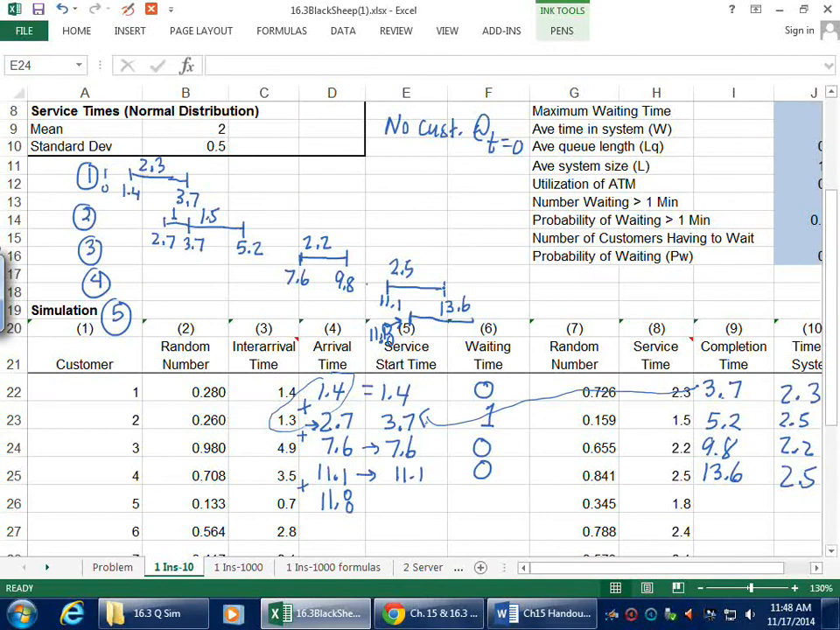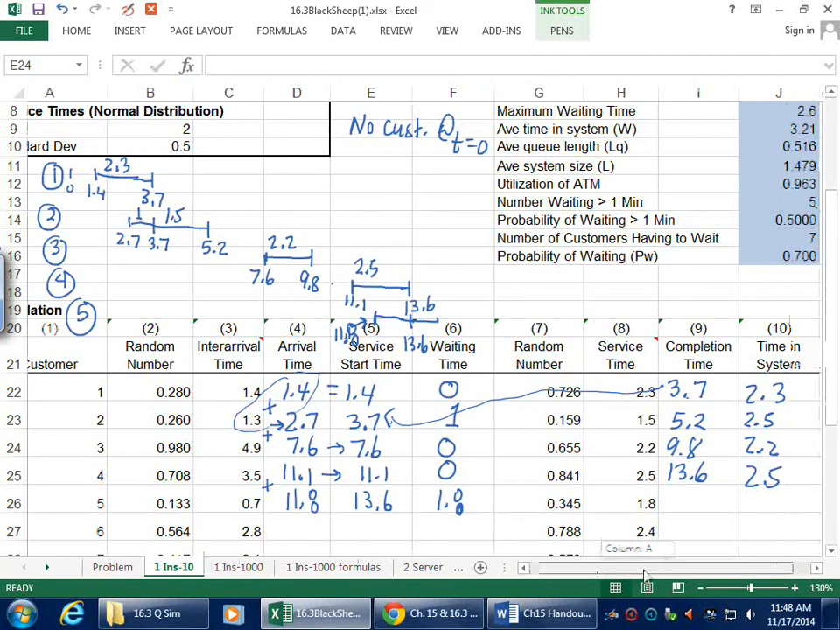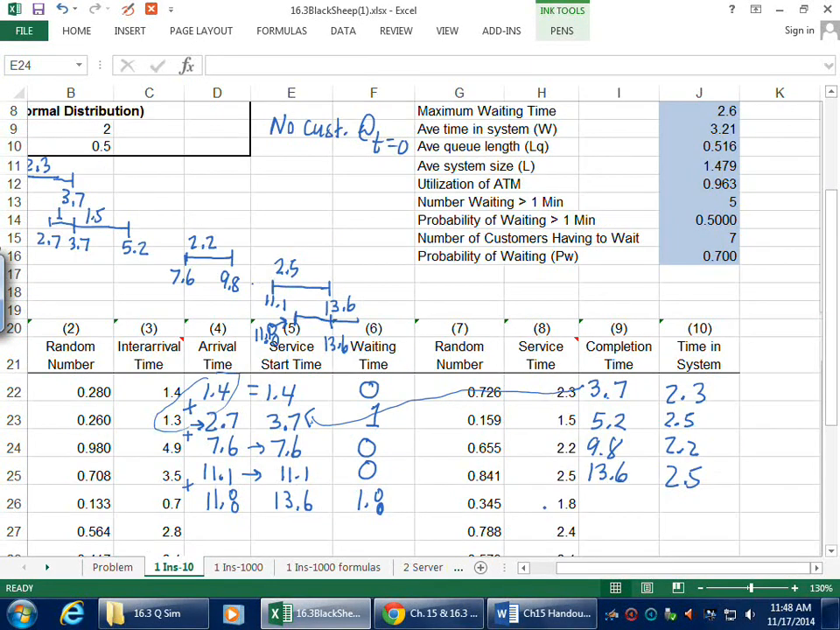13.6, until this one leaves. So the customer has to wait, and starts service at 13.6, and the waiting time is the difference, which is 1.8. Is that right? Yeah, 1.8 minutes. Then we have service time, which is also 1.8. So let's see, 13.6 plus 1.8 is 15.4. So 15.4 is the time of departure.